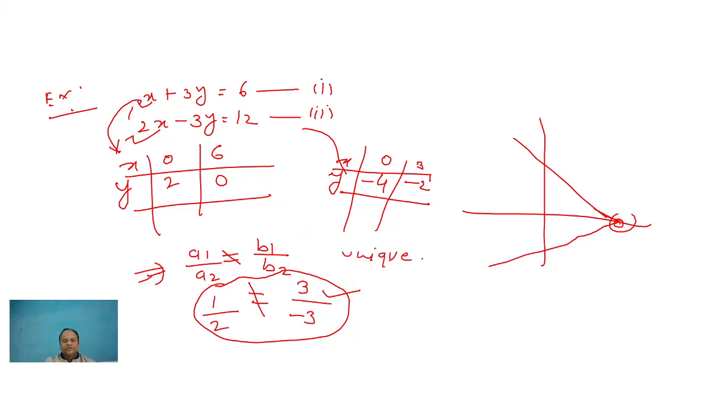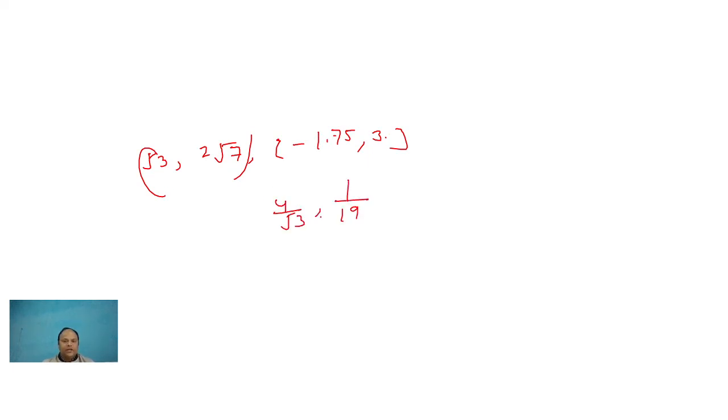Sometimes the graphical method is not convenient for non-integral coordinates like under root 3, under root 7, minus 1.75, 3.3, 4 upon under root 3, and so on. For these coordinates, there will be difficulty in drawing the graph. So the graphical method is not convenient for this.